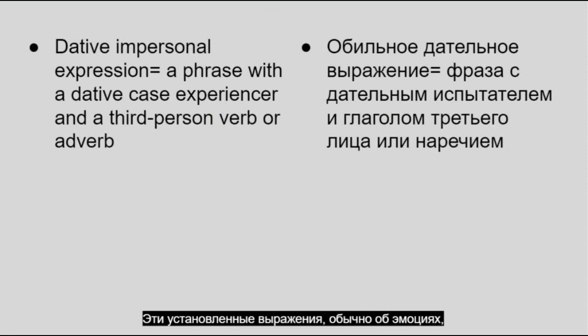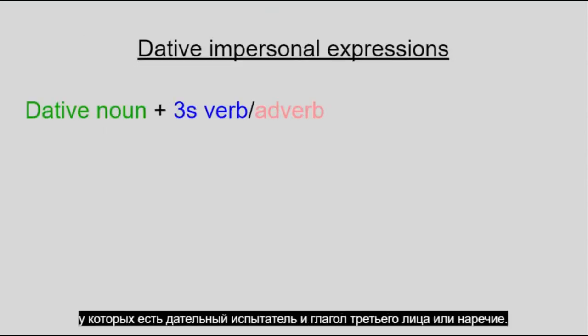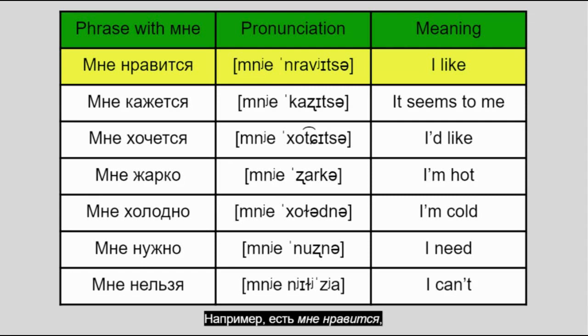Russian also has plenty of dative impersonal expressions. These are set expressions, normally about emotions, that have a dative case experiencer and a third-person verb or adverb. For one thing, there's I like it, мне нравится, and then a bunch of others like these.